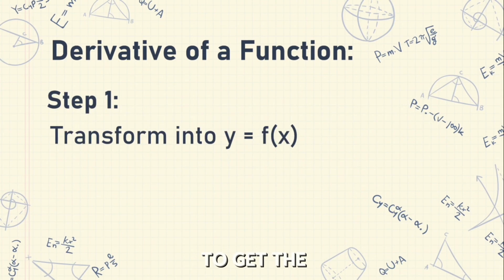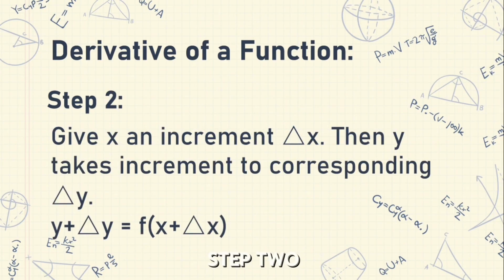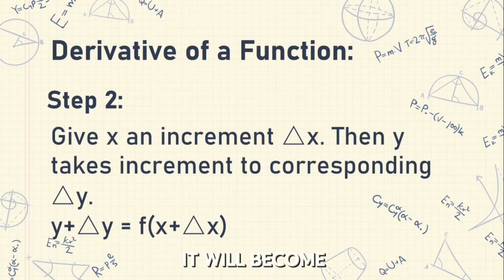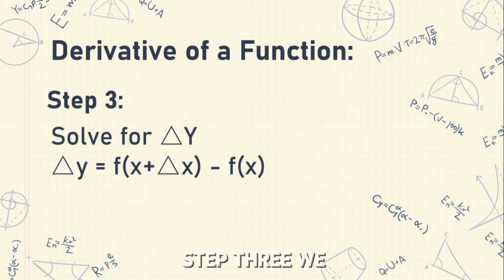So, in order to get the derivative of a function, first, we transform y into f(x). Then the next step, step 2, give x an increment delta x. Then y takes an increment to the corresponding delta y. Basically, y + delta y is equal to f(x + delta x). Step 3, we solve for delta y. Delta y is equal to f(x + delta x) minus f(x).